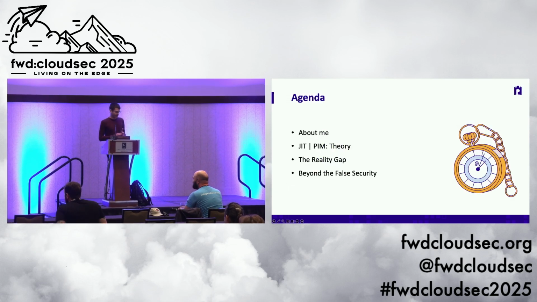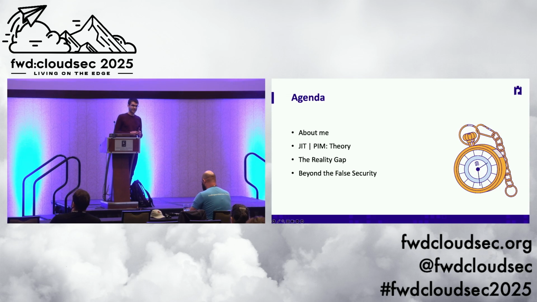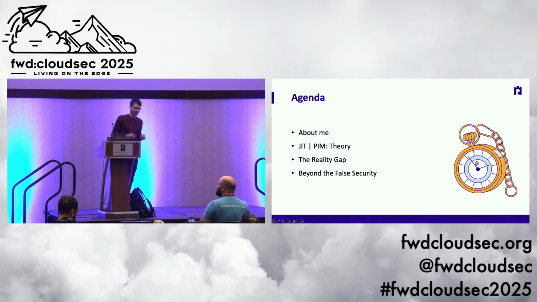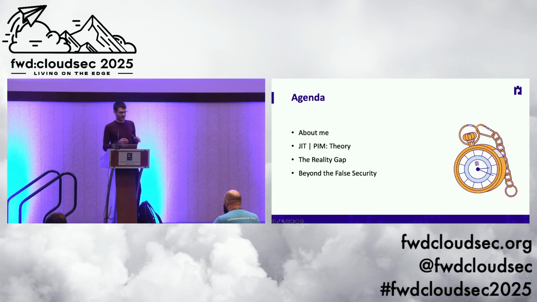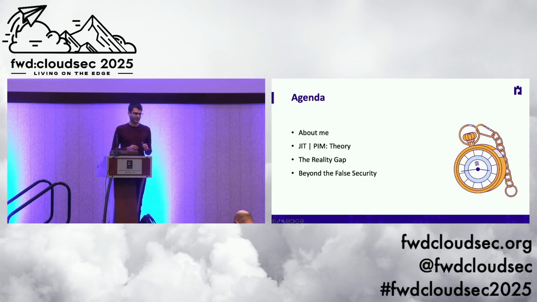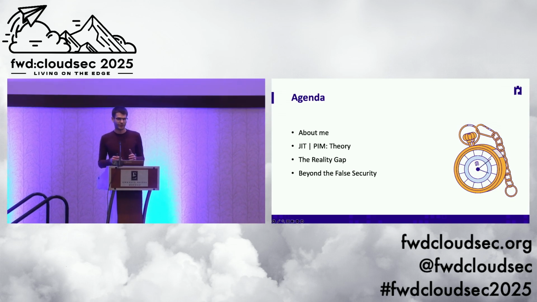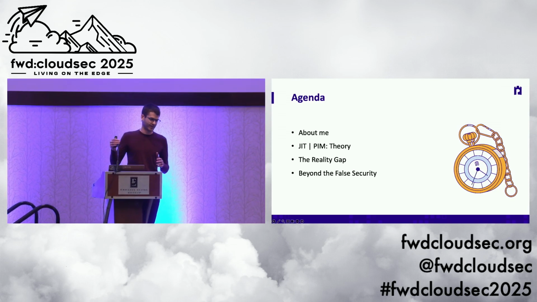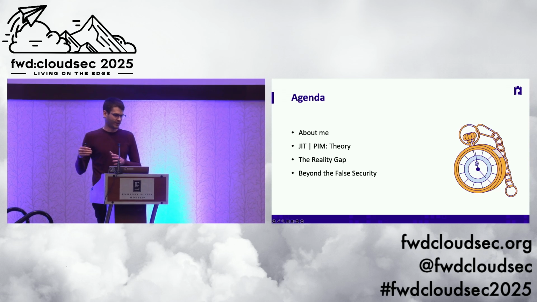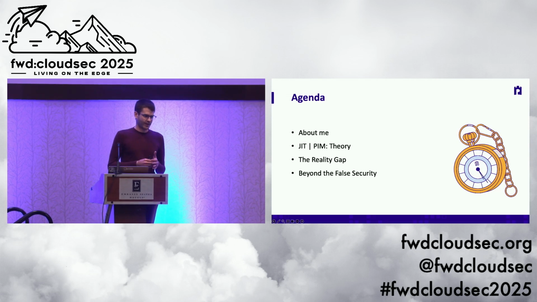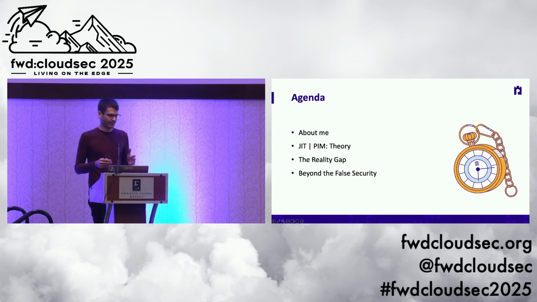What we're going to talk about today is just-in-time access, privileged identity management, and the theory behind them. The reason I chose privileged identity management is just because of how widespread it is. It's built into a lot of the Entra ID upper-tier licensing, as well as some of its own licenses. We're going to take a look at some of the reality gaps around security that these tools and systems kind of create, and then we're going to look at ways to go about fixing that.